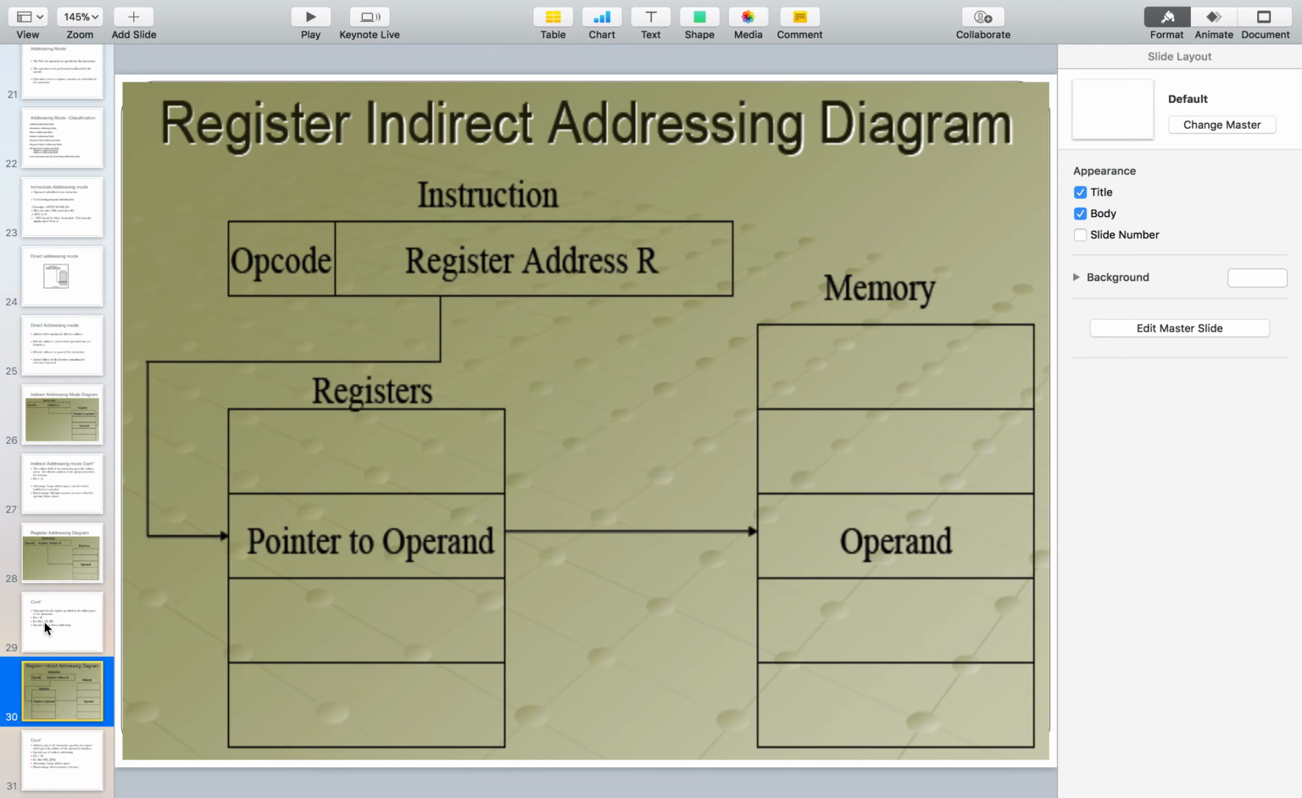Register indirect. It's similar to indirect addressing mode, where the register address acts as the address. It points to an operand. This further points to another operand in the main memory. This is register indirect.